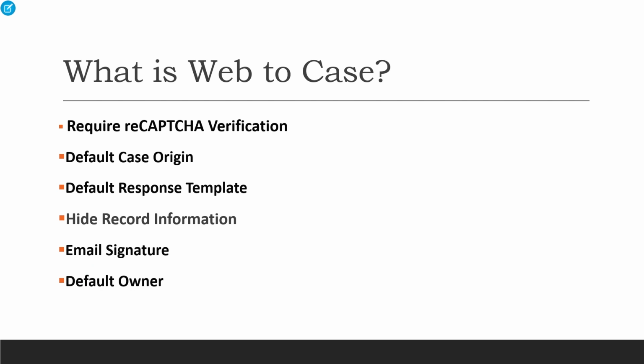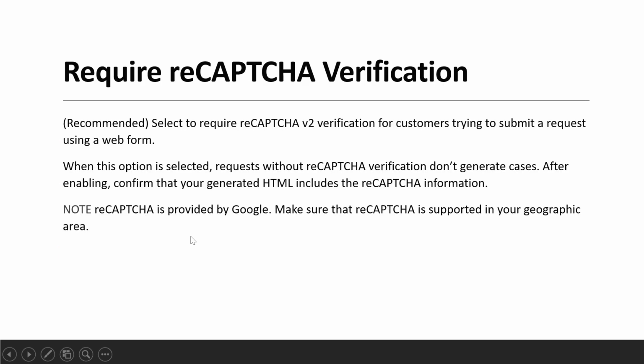Web2-Case has a few options that help us to include the reCAPTCHA verification. Also we can set a default origin, like if we are sending from the web, in that case we can set the origin to web by default. It also provides a response template, hide record information, and email signature. Also we can set the default owner.